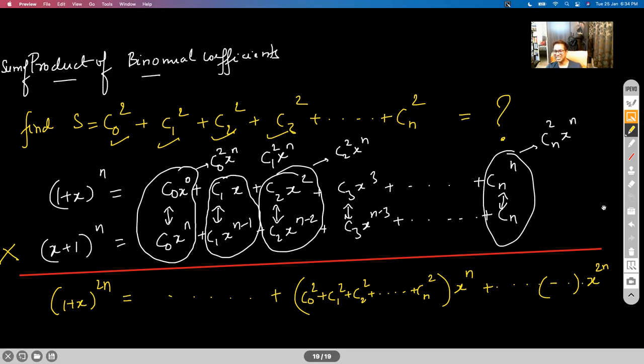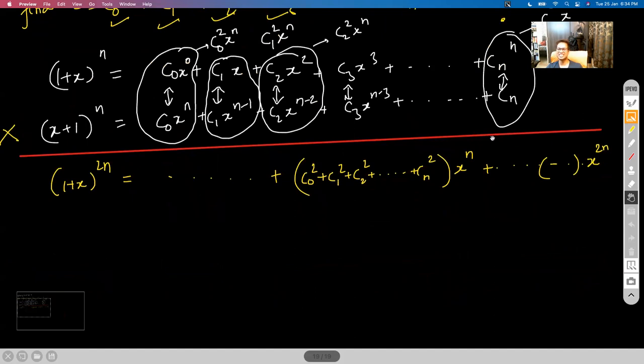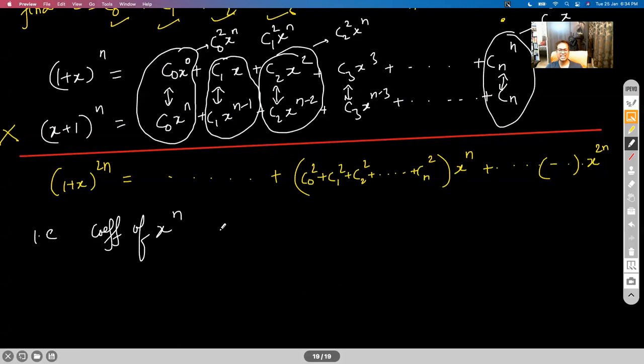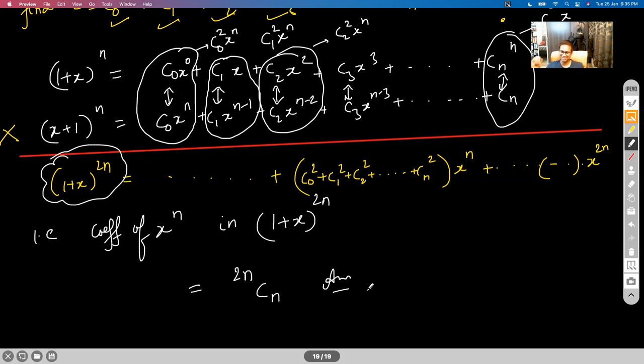So in short, what I want is the coefficient of x to the power n in this expression. In this expression, I just need the coefficient of x to the power n; that itself will be my required series. Are you getting my point? And what is the coefficient of x to the power n in 1 plus x to the power 2n? It is 2nCn. So this becomes your answer to the question. Is it clear? Any questions, any concerns?